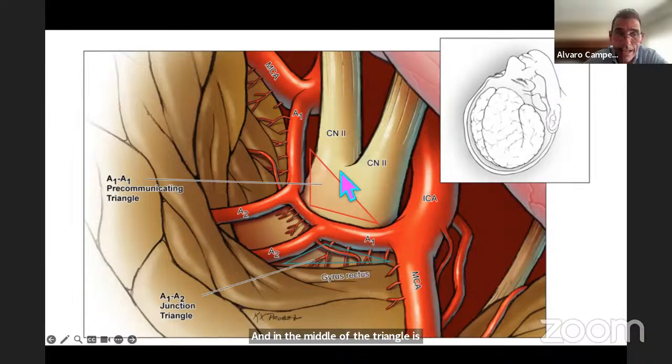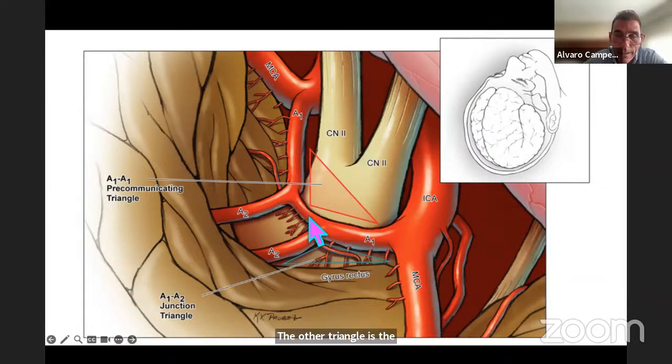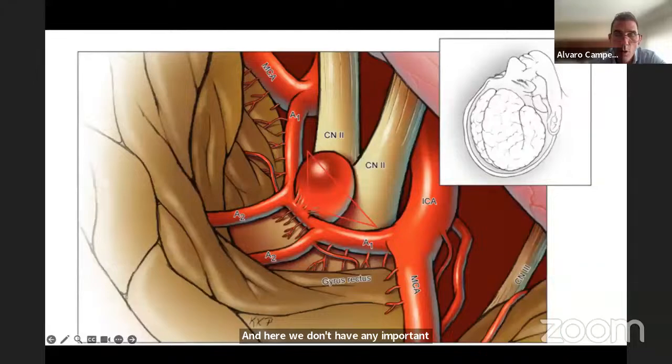The other triangle is the precommunicating triangle. So pre, in front of the anterior communicating artery, ACom artery. And here we don't have any important arteries or vessels. So usually we use the precommunicating triangle for the anterior projection aneurysm.